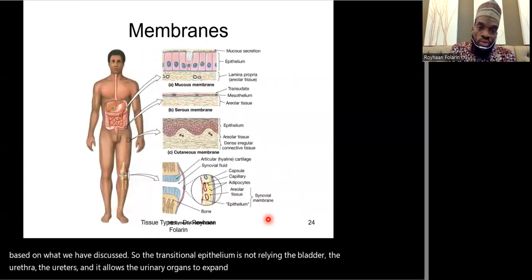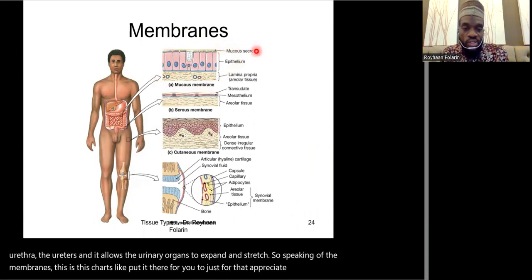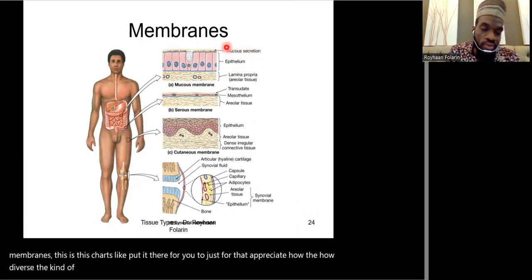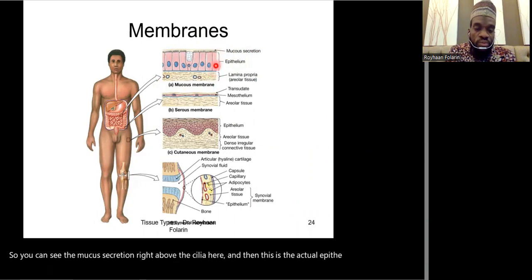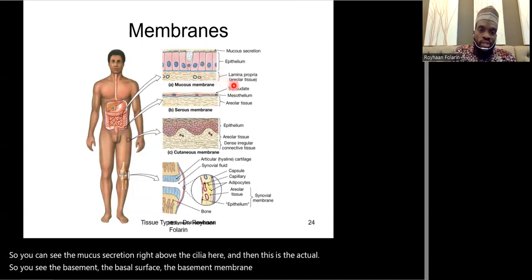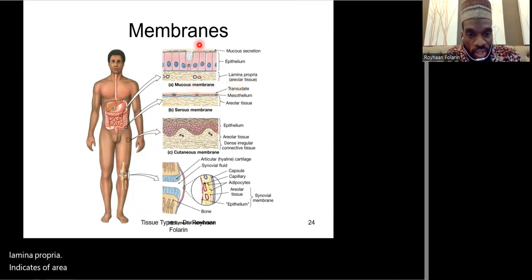Stretch. So speaking of the membranes, this chart I put there for you to just further appreciate how diverse the kind of membranes that this epithelium lie could be. So here you can see mucus secretion right above the cilia here, and then this is the actual epithelium. So you see the basal surface, the basement membrane, under which you have the lamina propria in the case of areolar tissue. So here is the mucous membrane.